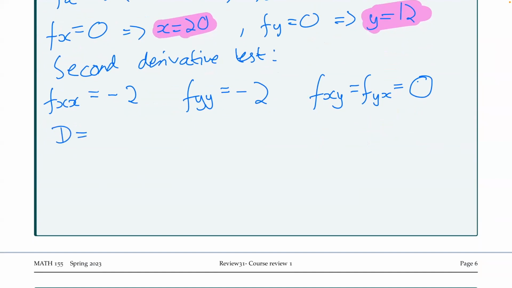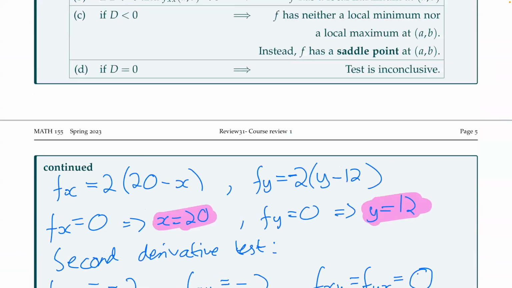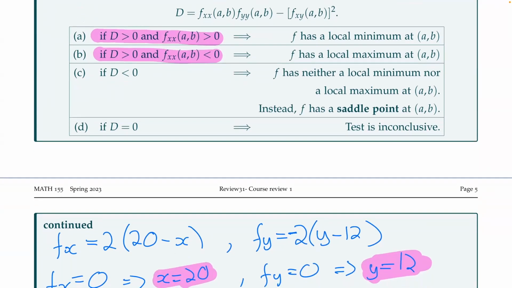If we do that for either of these, we end up with 0. So then we look at our D, which is f sub xx times f sub yy minus f sub xy squared. We have minus 2 times minus 2, which is 4, minus 0. This is 4, so this is positive. Now that I've got this value, I can go back to the table up here and look at when D is positive. D is positive in these top two cases. So I have either a local minimum or a local maximum, but I now need to look at the sign of my f sub xx.